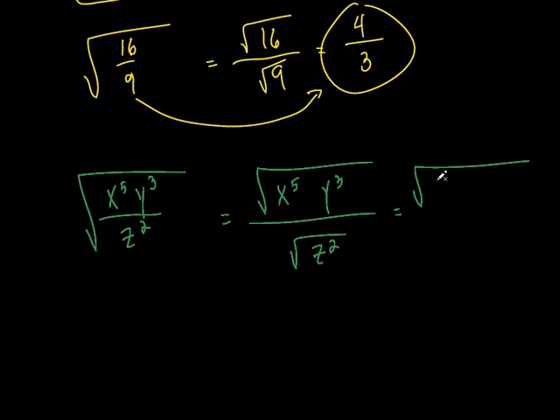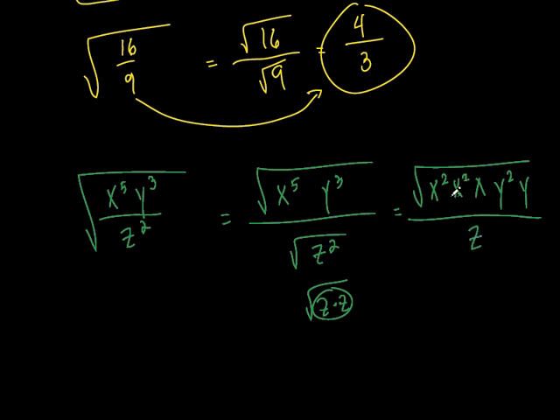So x to the 5th, how can I write that? Well, x squared, x squared, and an x. That's 5 of them, isn't it? All right, what about y cubed? Yep, y squared and a y. Everybody see that? On the bottom, now look, this is all ready to go, isn't it? What's the square root of z squared? It's just z. It's not z squared. Because remember, this is the same as z times z, isn't it? We pair them up like this. There's two z's, right? So it's just z.